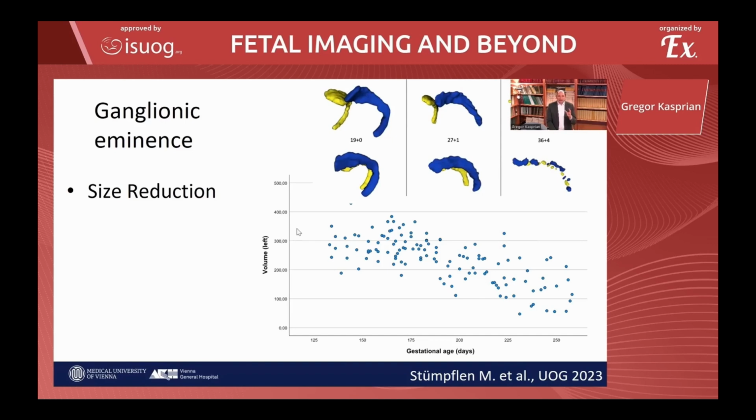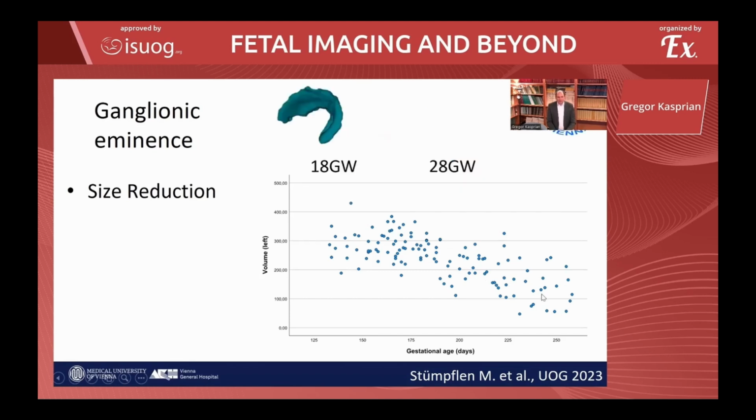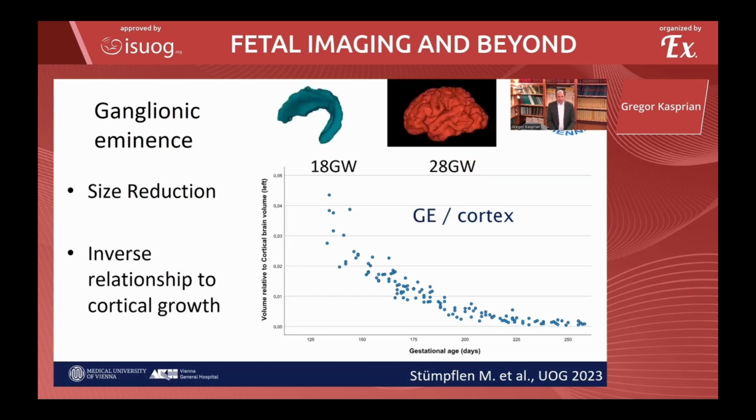You see that the ganglionic eminence is quite thick at around 20 weeks and gets smaller and smaller over time. There's an inverse relationship with cortical growth, so the smaller the ganglionic eminence gets, the larger the cortex is becoming.